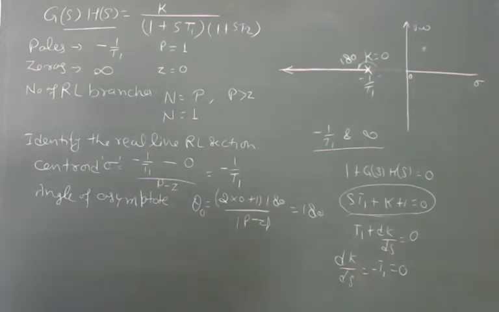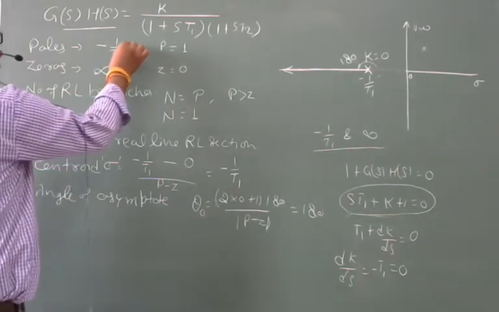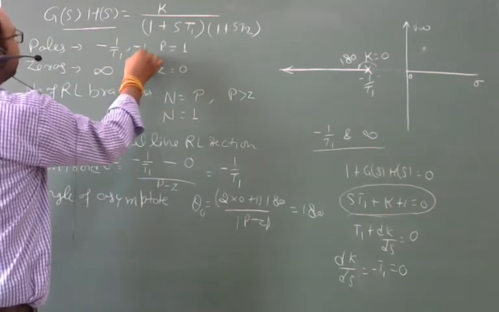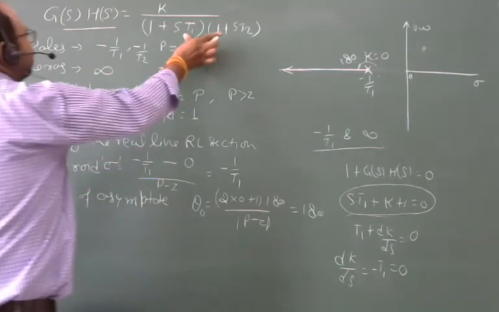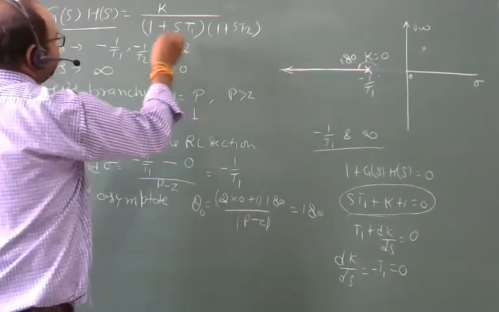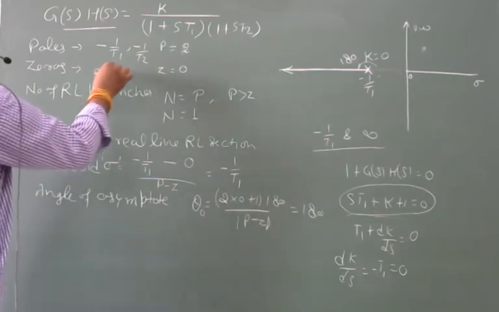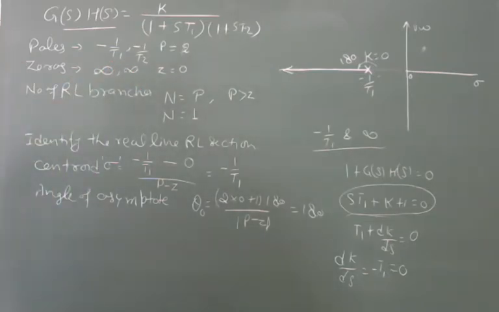Now poles are at minus 1 by t1 and minus 1 by t2. P is equal to 2. Again 0 is 0. Z is equal to 0. And now since two poles are there, so two zeros will be there, and both will be at infinity.